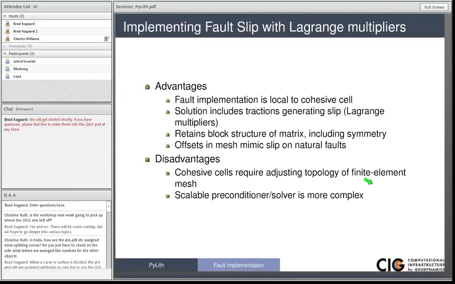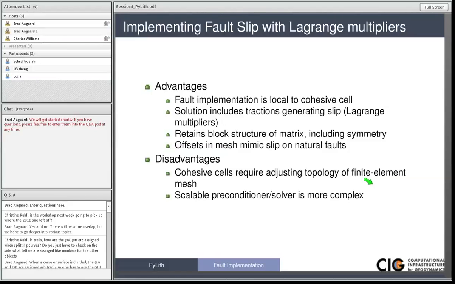There are two disadvantages. One is that we actually do insert these cohesive cells, and that requires adjusting the topology of the finite element mesh. We do this within the PyLith code itself, so you don't have to use a special mesh generator. We generate the mesh, but then just mark the nodes where the fault surface is. Then PyLith knows, okay, these are the nodes of a fault surface. It breaks apart the mesh, inserts the cohesive cell, and updates the topology.